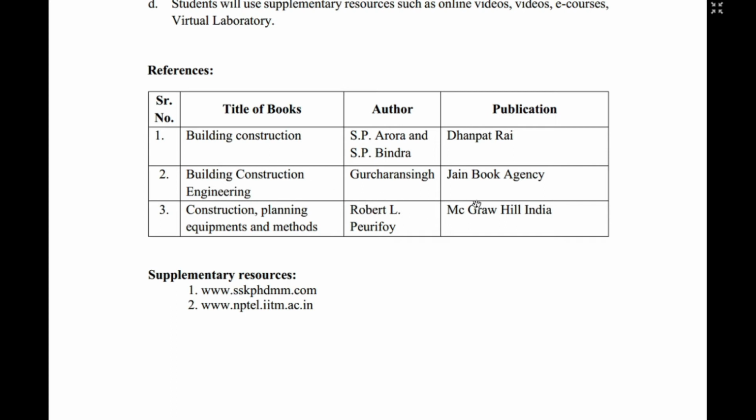So we will use the building construction book by SP Arora and SP Bindra, Dhanpat Rai publication. That will be available in the library. I insist you purchase this book so that you get the maximum advantage of this reference book. If your future goal is to go for higher studies, this book will help you a lot.